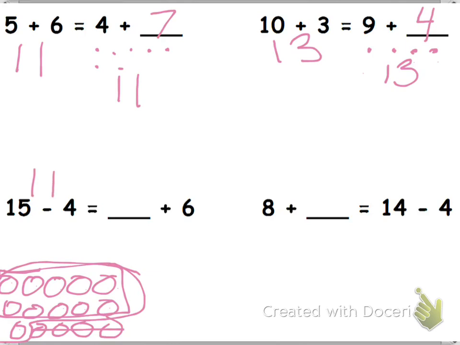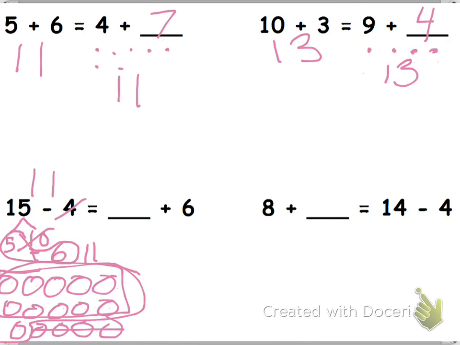Okay, so you can do that. You can do the number bond way. You know that 15 is 10 and 5. You can take 4 from 10, which we know will be 6 left. So then we can add 5 plus 6, which we know is 11.